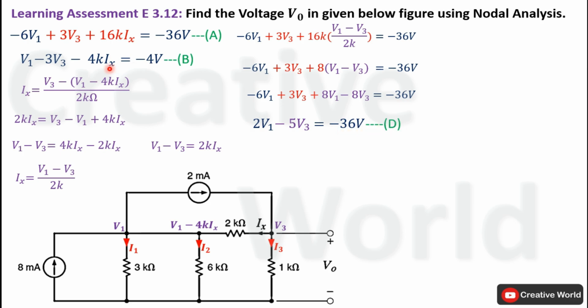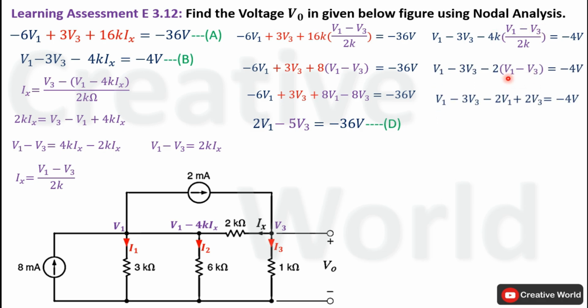Now we will replace current Ix with its equation in equation B. Ix is replaced with V1 minus V3 divided by 2K. Now the product of 4K will be cancelled out with 2K in denominator. Only 2 will be left and that 2 will be multiplied with these variables. Open these brackets and take the product of minus 2 and V1 minus V3. It will become minus 2V1 plus 2V3. Now arrange the equation. Take the sum of minus 2V1 and V1, it will become minus V1. Similarly, minus 3V3 and plus 2V3 will become minus V3. We will label this equation as equation E.